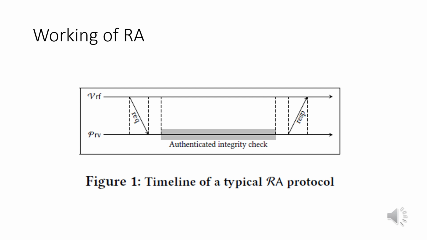In the first step, VRF sends an attestation request with a challenge called CHAL to PRV. The prover, when receiving this challenge, computes a challenge-based authenticated integrity check over a memory region. This check could be a practical function like HMAC. After computing this result, the prover then returns it to the verifier. The verifier, after receiving this result, checks whether it corresponds to a valid memory state.